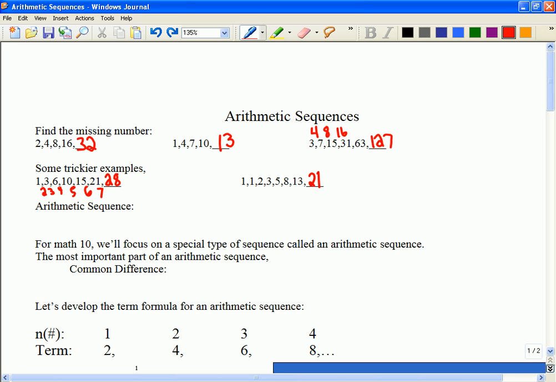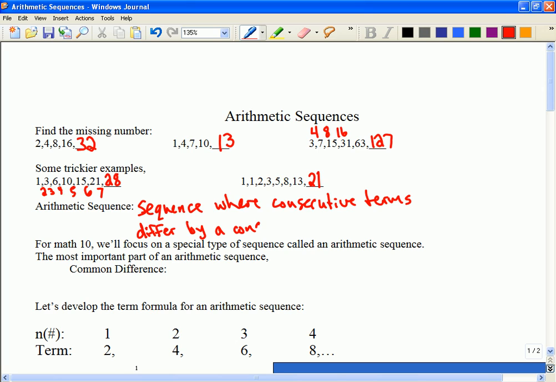Arithmetic sequence. That is a sequence where consecutive terms differ by a constant. Now, here's the hard part about defining stuff in math: usually the definition is really complicated, but the math itself is actually probably simple.